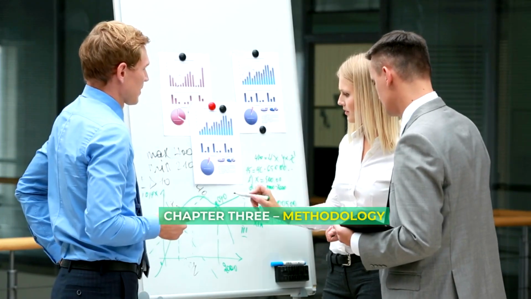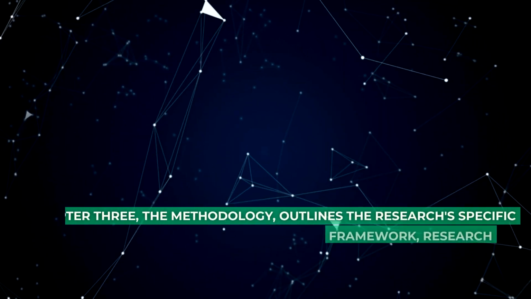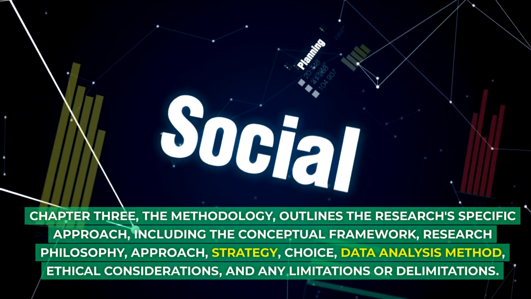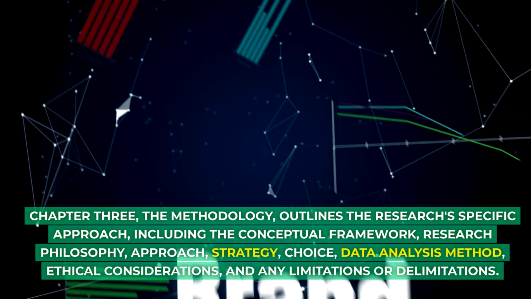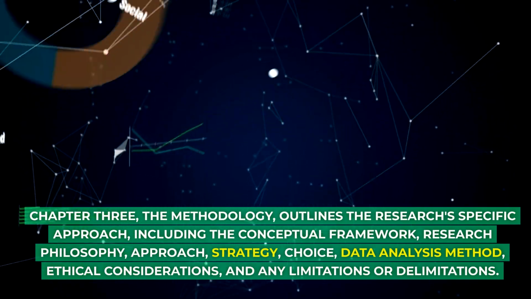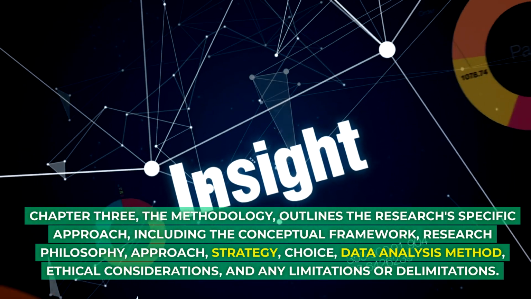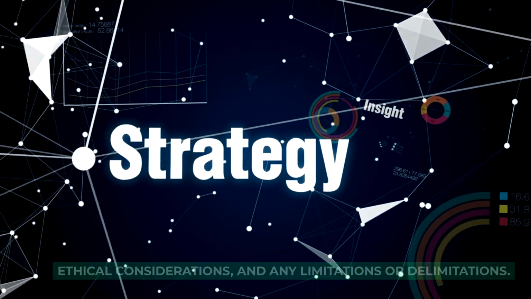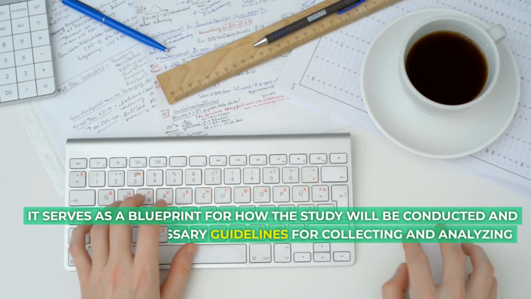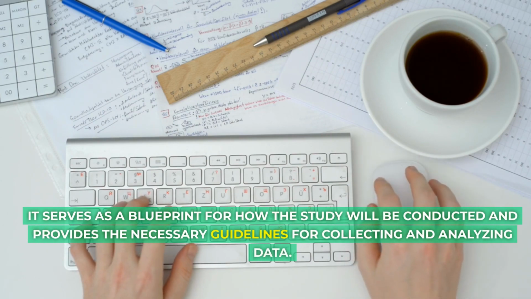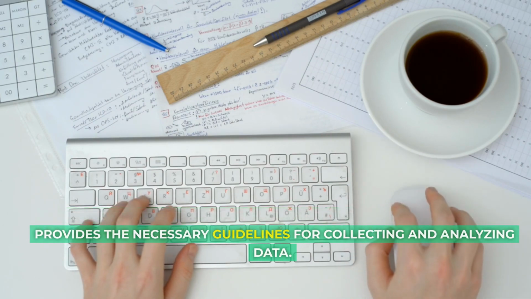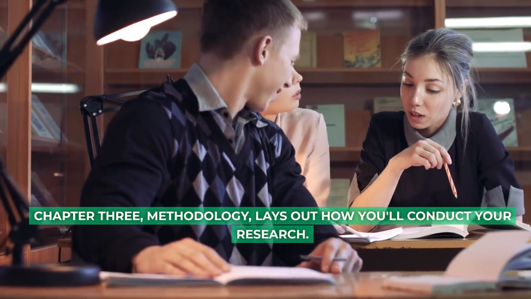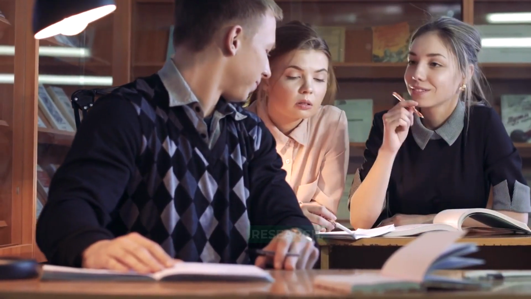Chapter 3: Methodology. Chapter 3, the methodology, outlines the research's specific approach, including the conceptual framework, research philosophy, approach, strategy, choice, data analysis method, ethical considerations, and any limitations or delimitations. It serves as a blueprint for how the study will be conducted and provides the necessary guidelines for collecting and analyzing data. Chapter 3, Methodology, lays out how you'll conduct your research.